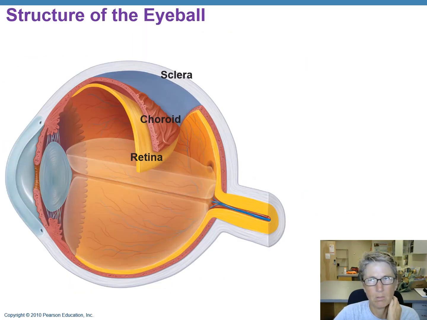Or sorry, yeah. I can't, okay, this won't go back, the PowerPoint won't go back, but I meant that the muscles of the eye insert on the sclera, so the white of your eye. Muscles insert on the sclera.